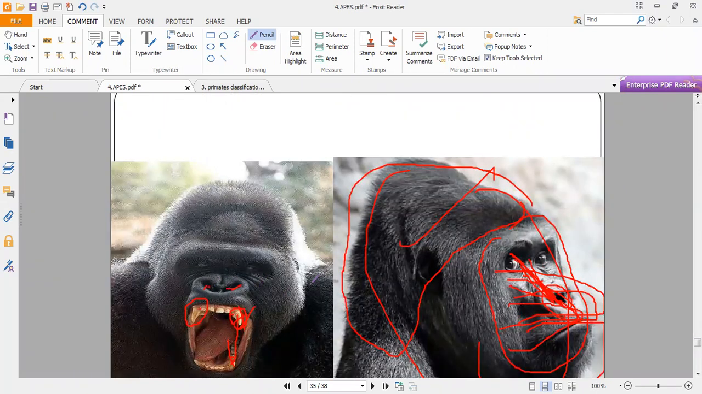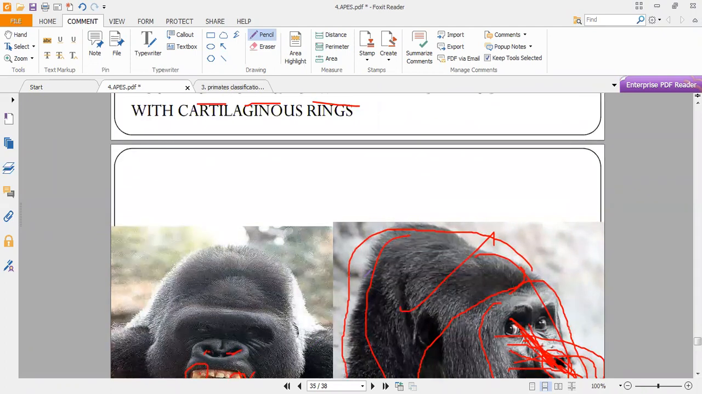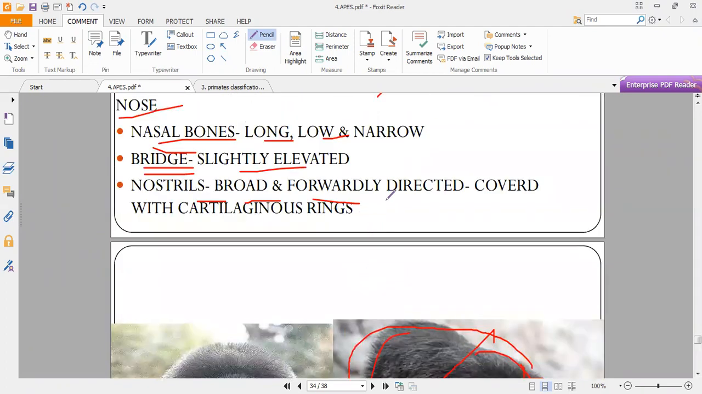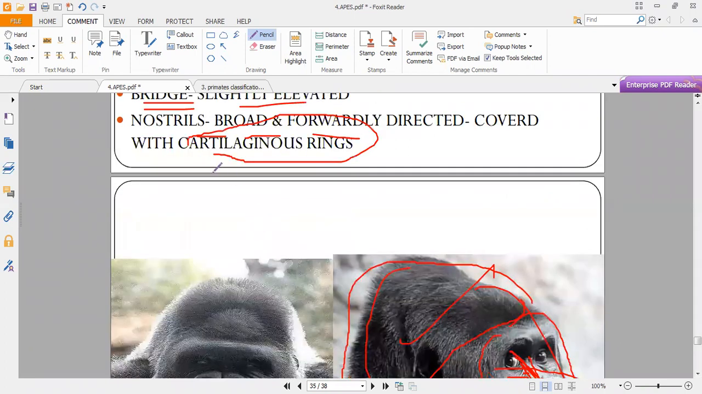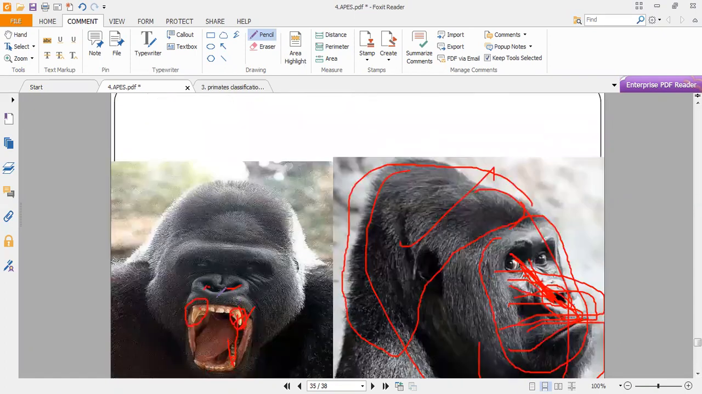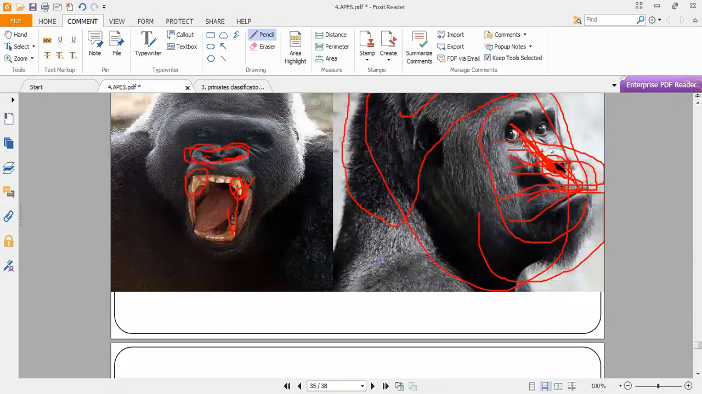The nostrils are very broad and on the forward side, you can find them. They're covered with a cartilaginous ring. It is not bone actually, it is a cartilaginous part. A cartilaginous ring is a kind of ring made of cartilaginous tissues.